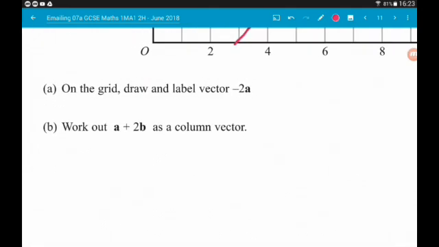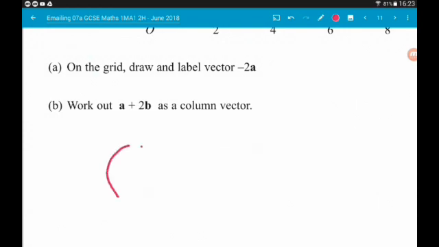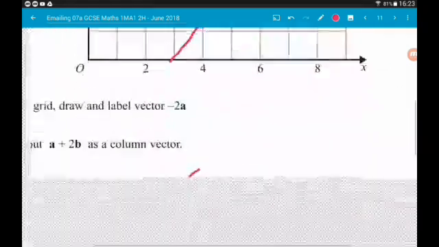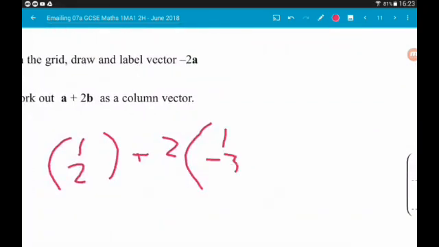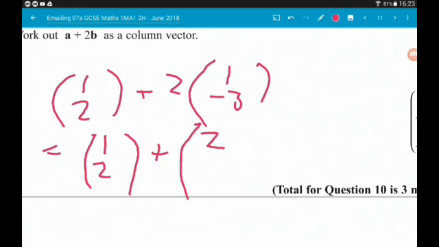Okay, then part B wants us to work out A plus 2B as a column vector. So we know vector A is 1, 2. Then we want 2 lots of vector B, which we know is 1, minus 3. So this is 1, 2, and now the numbers inside the vector just get multiplied by the 2. So 2 times 1 on a good day is 2. 2 times minus 3 is minus 6.